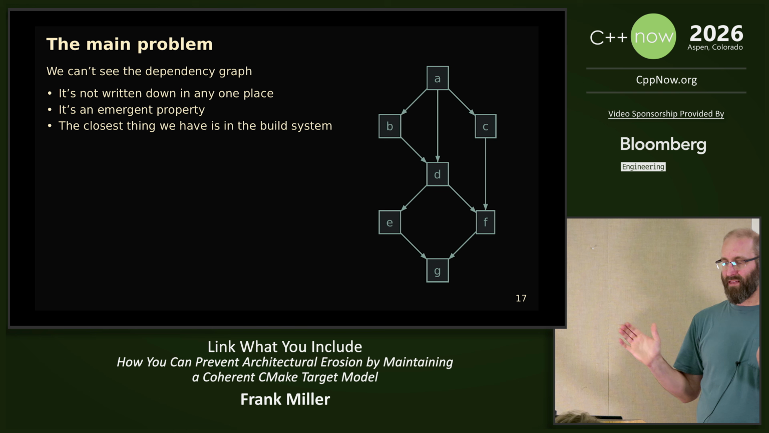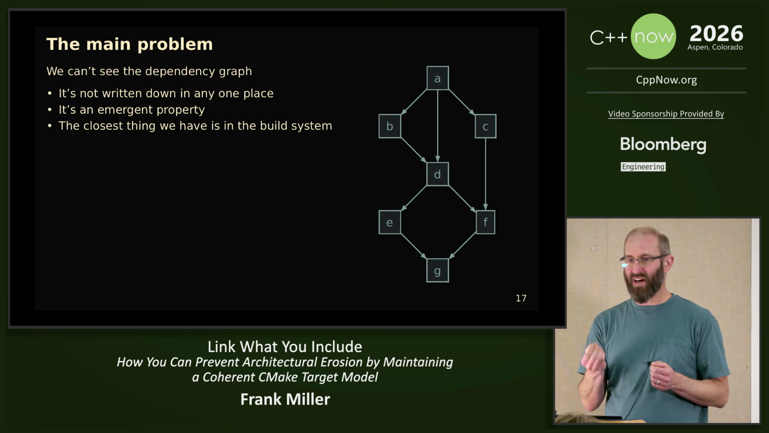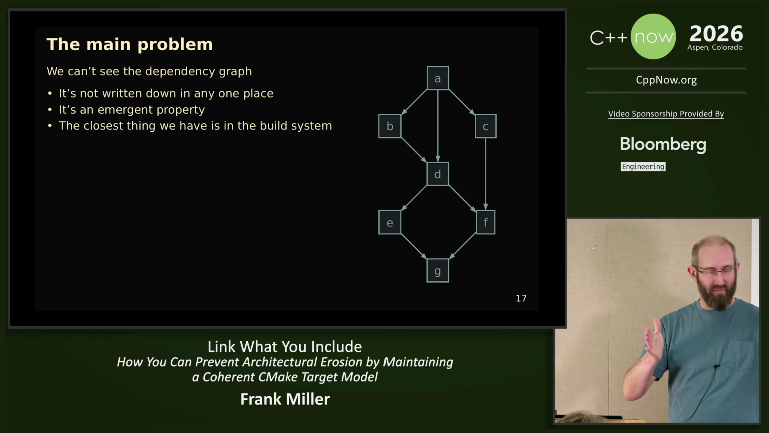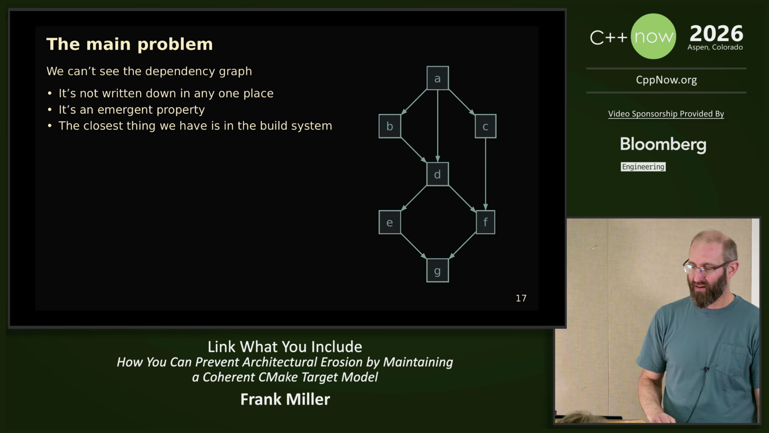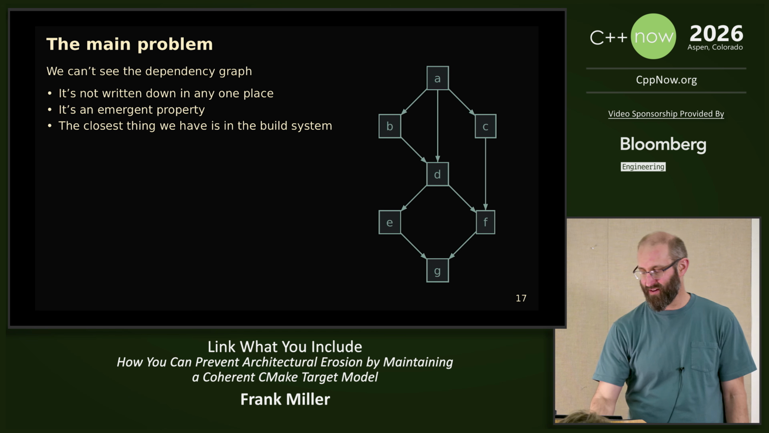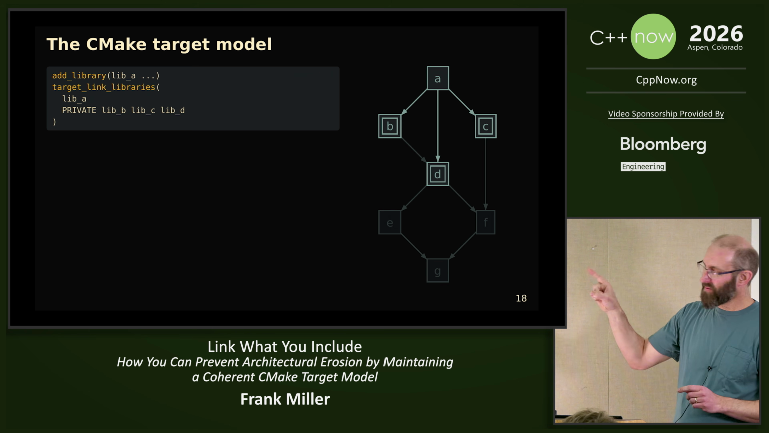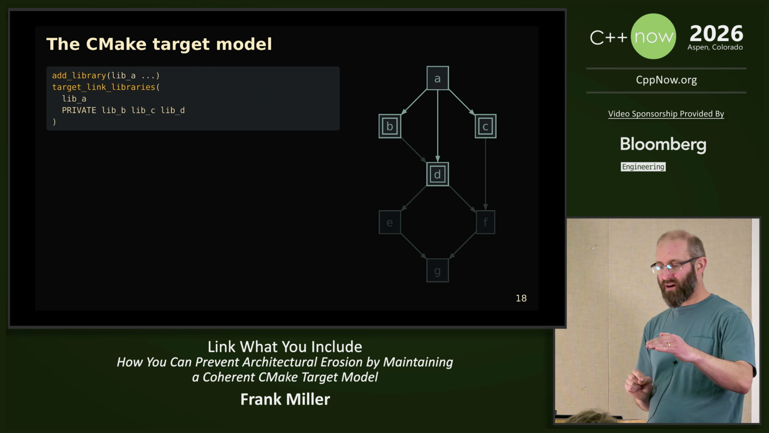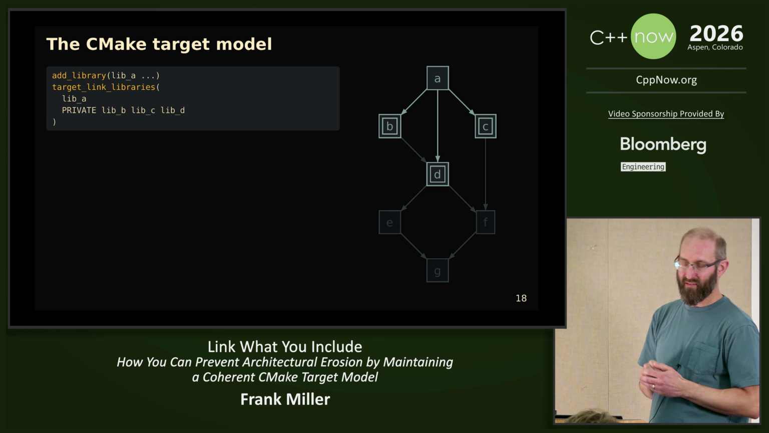The main problem, I think, is that we can't see this dependency graph, right? It's not really written down in any one place. It's kind of an emergent property. We write our code and then we make these links and then the dependency tree just kind of happens. But we've got something that's close, and that's the build system. So if we look at a CMake file that talks about this library A, we add library and then we target link libraries to the dependencies, and that's like a fragment of our dependency graph.